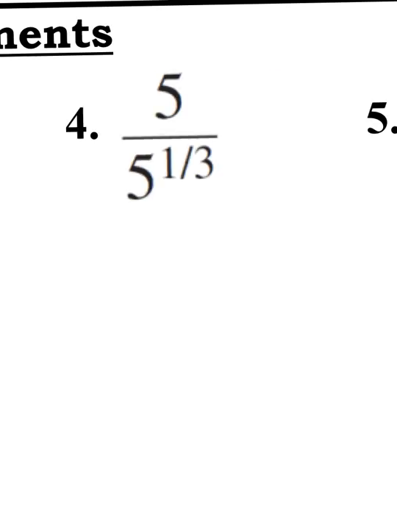Okay, so with number 4, I'm dividing. I have the same base, but I have different exponents. And if you're dividing with the same base and you have exponents with them, you subtract the powers. So if that's 5, I can rewrite that as 5 to the 1st power. And so I can rewrite this as 5 to the 1st power minus 5 to the 1/3 power, because they're both 5.